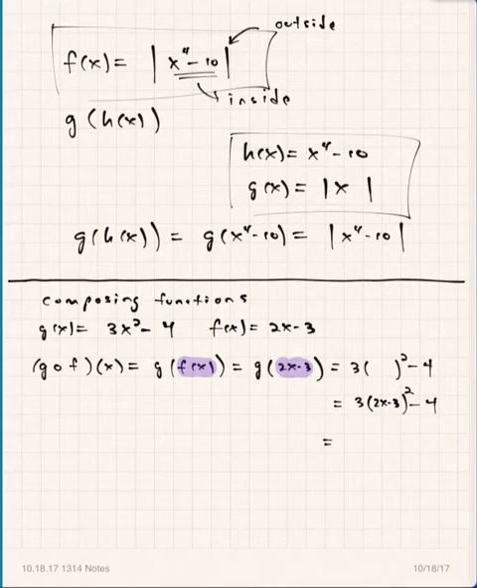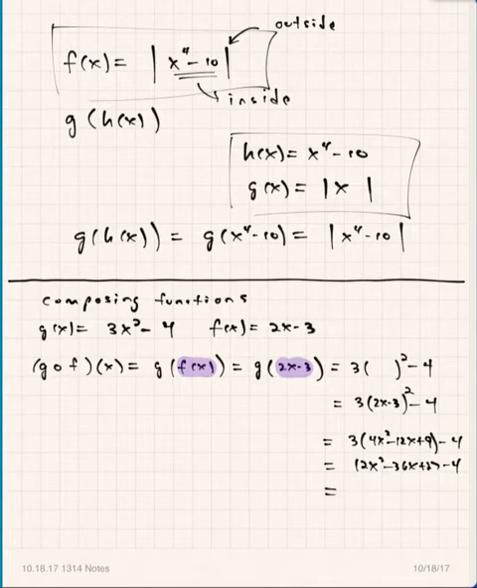And then I would do the arithmetic there. That would be 3 times 4x squared minus 12x plus 9. When you square that out, that's what you get. And so that gives me 12x squared minus 36x plus 27 minus 4, or 12x squared minus 36x plus 23. And that would be my composition function, g composed with f of x, when you do all the arithmetic.